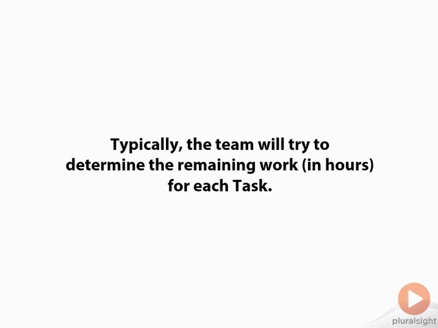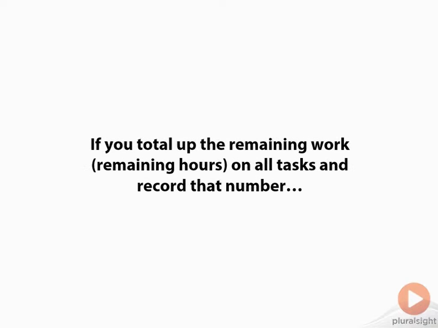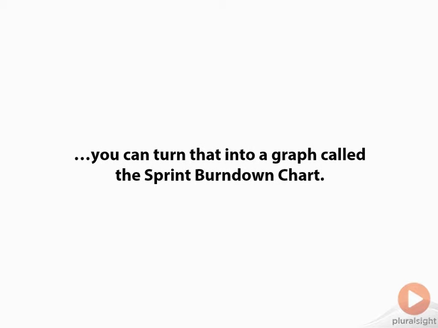Now, while you're doing that, the team is typically going to try to determine the number of remaining hours that you have for each task and total that up. So you're going to take the total of the remaining work, so the remaining hours on all tasks, and you're going to record that number. And you're going to record it on something called the sprint burndown chart. Now, you don't have to do this, but it certainly is helpful. This is not required by Scrum, but it's a really good idea.